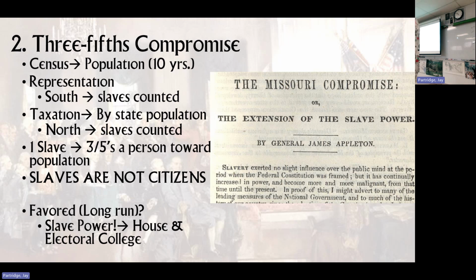So there's going to be many Northerners who will be opposed to the extension of slavery, not because they hate slavery so much, even though they don't want it in their home. It's because of slave power. Everyone got that?